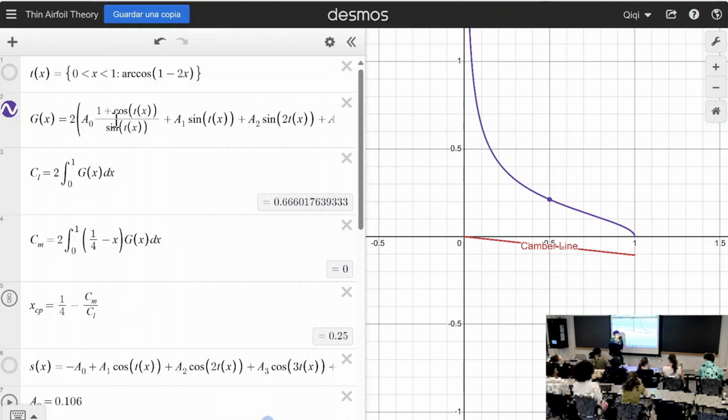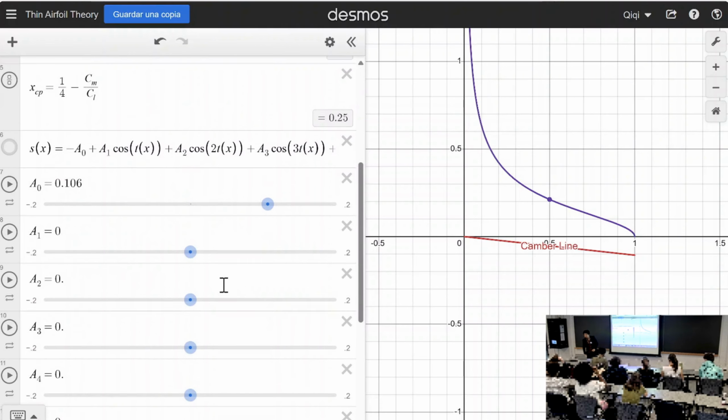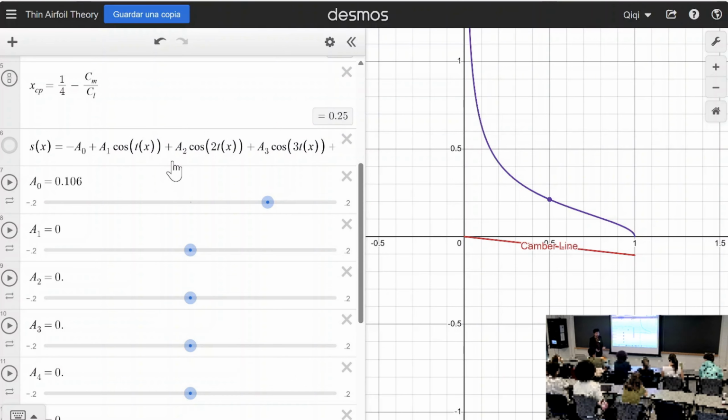Yes, question? Can you explain what A is again? A is a bunch of things. A is the coefficients for the cosine series expansion representation of the slope of the airfoil. Here I'm trying to explain what each of these A means by changing them one by one. We have only explained A0 up to now. A0 controls a constant slope, which really represents the angle of attack of the airfoil. So if you change A0, you would be pitching the whole airfoil up more or down more. I'll explain A1, A2, etc. later.